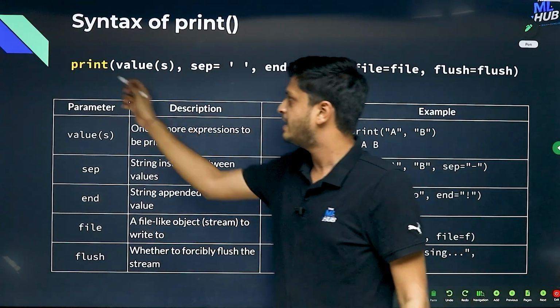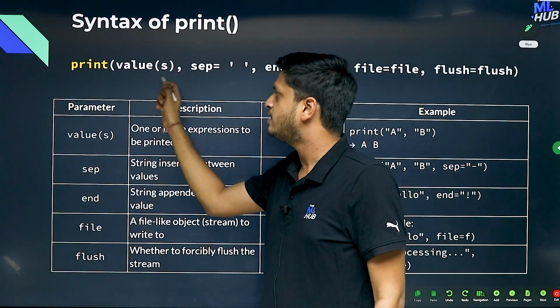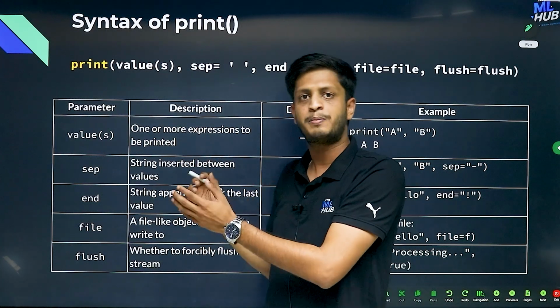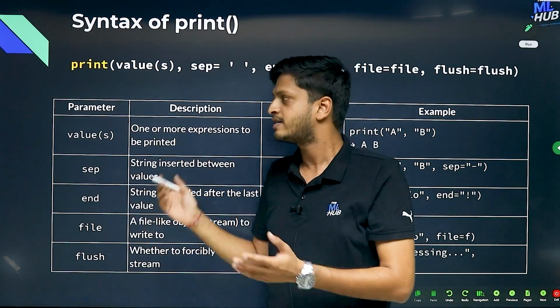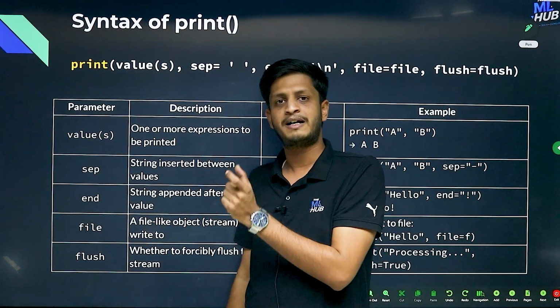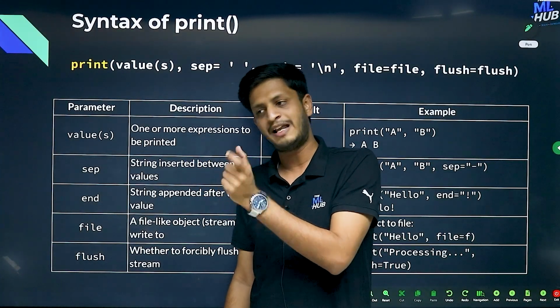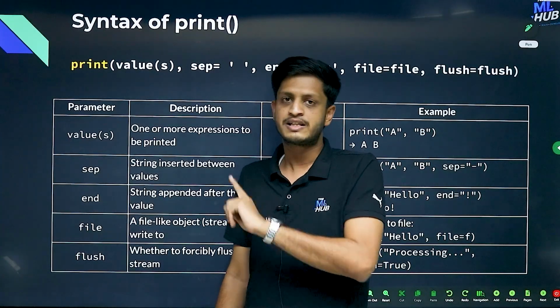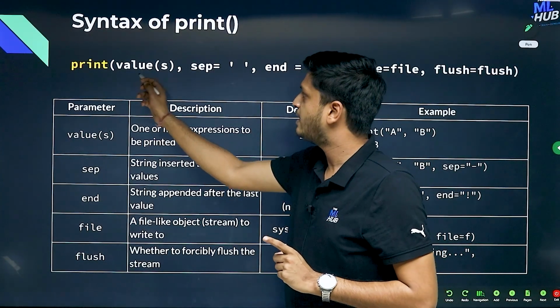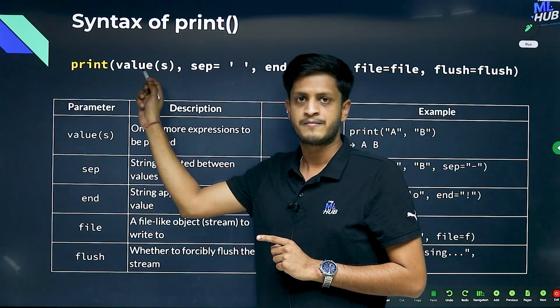First is print, and you can actually pass many values to it and it will print all those values. It's not just that you can only print a single string or a single value or a single integer on the screen. You can print many of them at once using a single print command, and that is why "values" is mentioned here in plural.